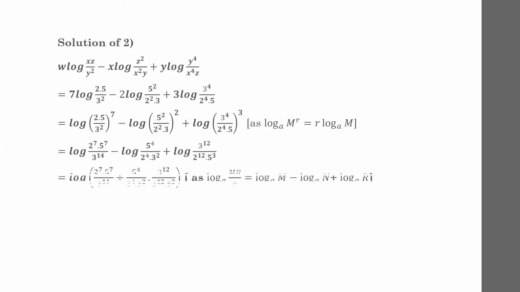So applying that, log 2 to the power 7 into 5 to the power 7 divided by 3 to the power 14, as we have a minus sign before the second term, so we will have a division sign here. Then 5 to the power 4 divided by 2 to the power 4 into 3 square. Then there was a plus sign in the last term, so we will have a multiplication sign here, and after that 3 to the power 12 divided by 2 to the power 12 into 5 to the power 12, and the formula is log a base m r divided by n is equal to a to the power log a base m minus log a base n plus log a base r.